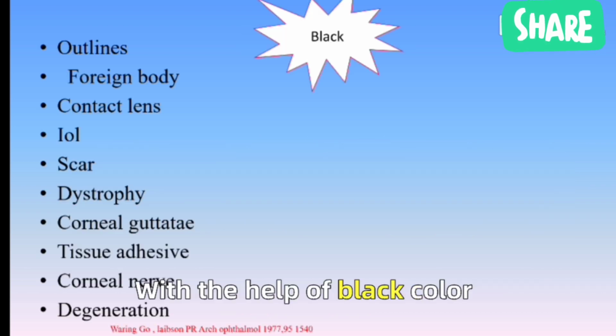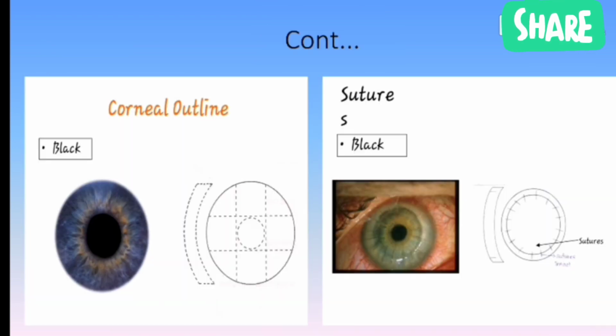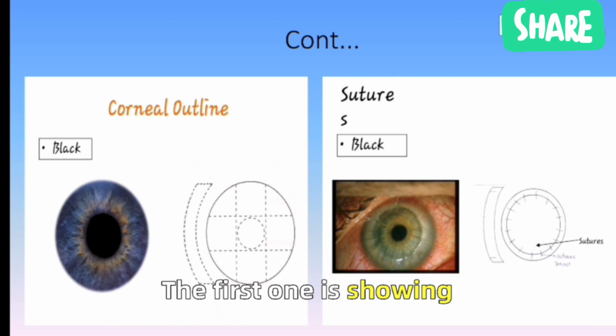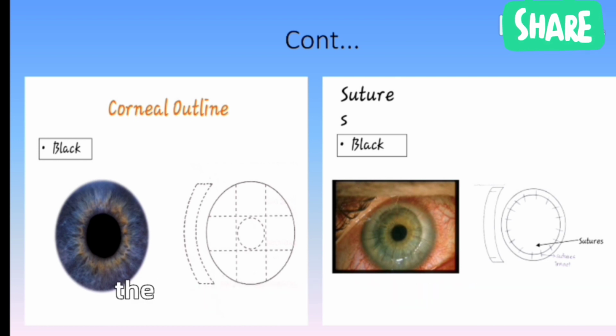With the help of black color, you can draw outlines of the diagram, foreign body, contact lens, IOL, scar, dystrophy, corneal graft, tissue adhesive, corneal nerve and degenerations. Just look at this picture. The first one is showing the outline of the diagram with the help of black color. The other one is showing the sutures, which are marked as small lines over the circle.